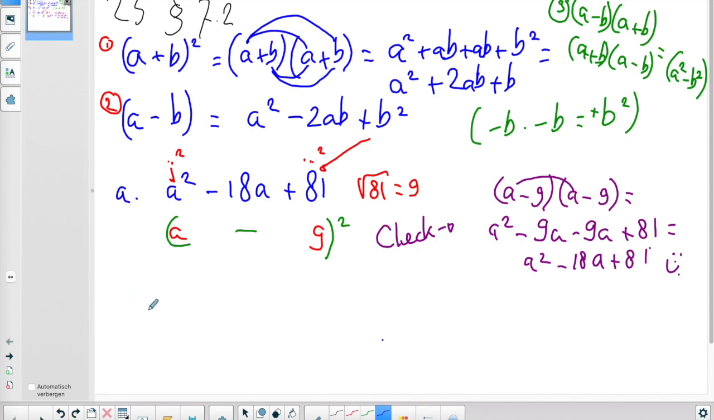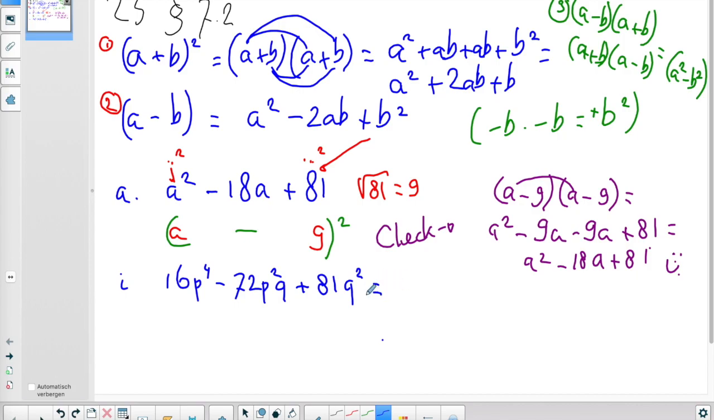Second one. I take the I. Let's make it difficult. Over here it's the same. 16p to the power of 4 minus 72p to the power of 2 q plus 81q to the power of 2.